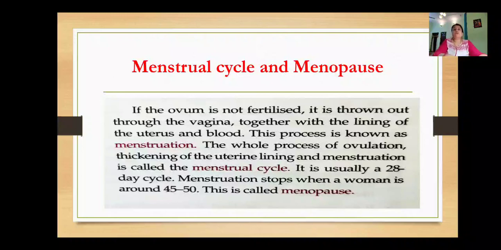Ovulation is the process of releasing the egg. So the whole process of ovulation, thickening of the uterine lining, and menstruation is called the menstrual cycle, and it is usually a 28-day cycle. Menstruation stops when a woman is around 45 to 50 years, and this period is known as menopause.